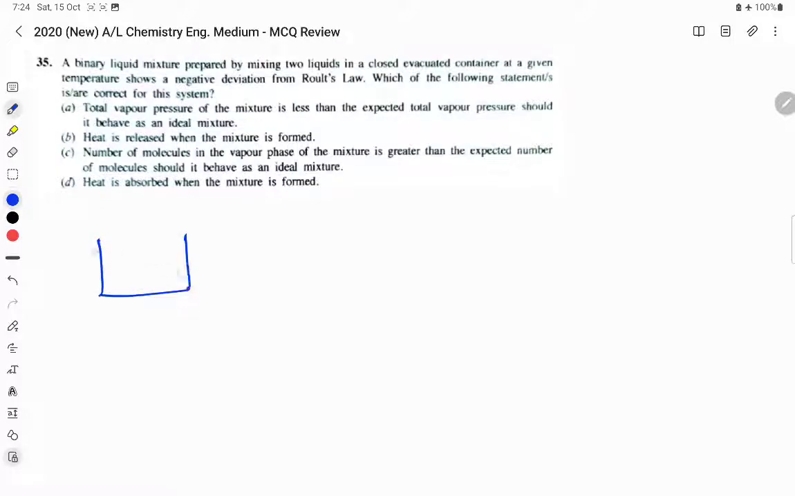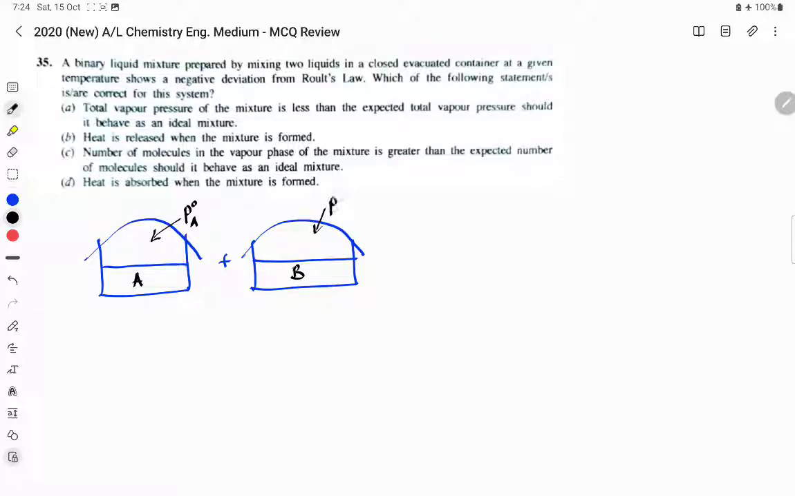Let's say two pure liquids called A and B. A has saturated vapor pressure P naught A, and it is mixed with a pure liquid B with saturated vapor pressure P naught B, and we get a negatively deviated solution. So it's a totally miscible mixture. What is the meaning of totally miscible? Negative deviation. Now here the total pressure will be PA plus PB.